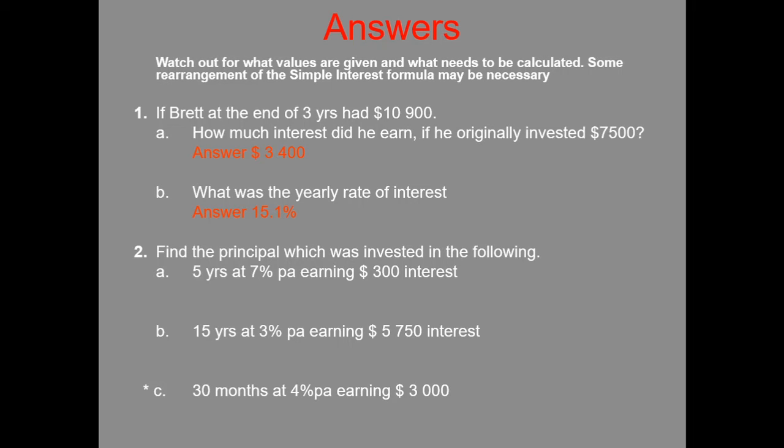Question 2. Find the principal which was invested in the following. So how much was invested to earn $300 in interest? $857.14. B, how much was invested to earn $5,750 interest? You must have invested a lot. $12,777.78. And question C, watch out because this is 30 months, not 30 years. You would need to invest $30,000 to earn $3,000 in 30 months, which is just 2.5 years.